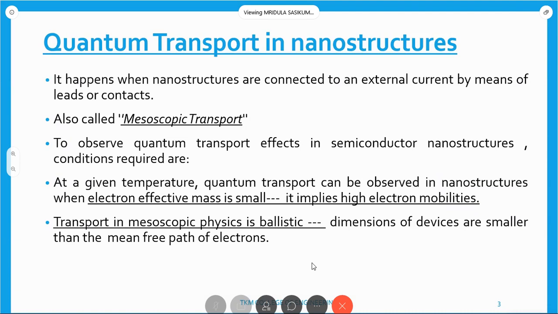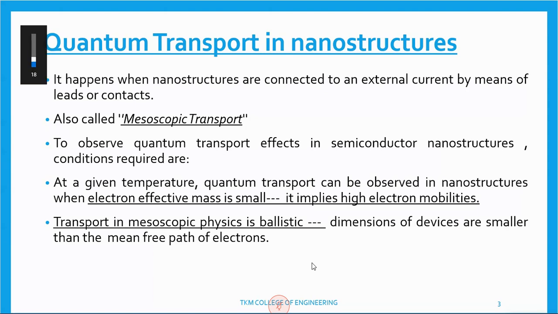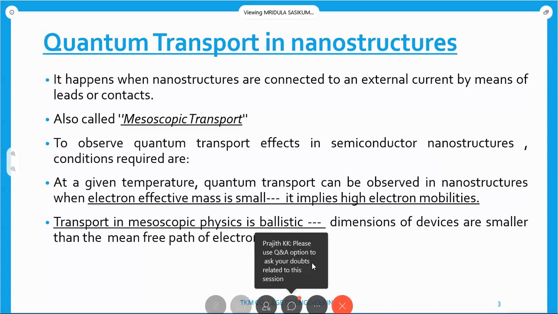So, what does mesoscopic mean? The term mesoscopic refers to systems with a range of size between the macroscopic and microscopic world, and that are to be explained by quantum mechanics. So another name of quantum transport is mesoscopic transport.